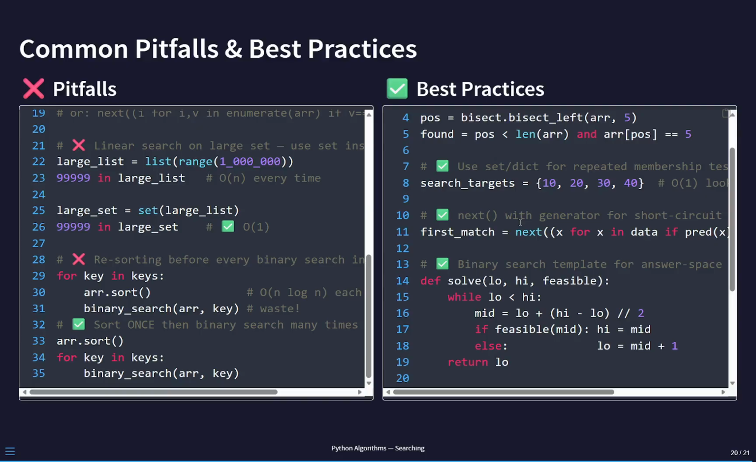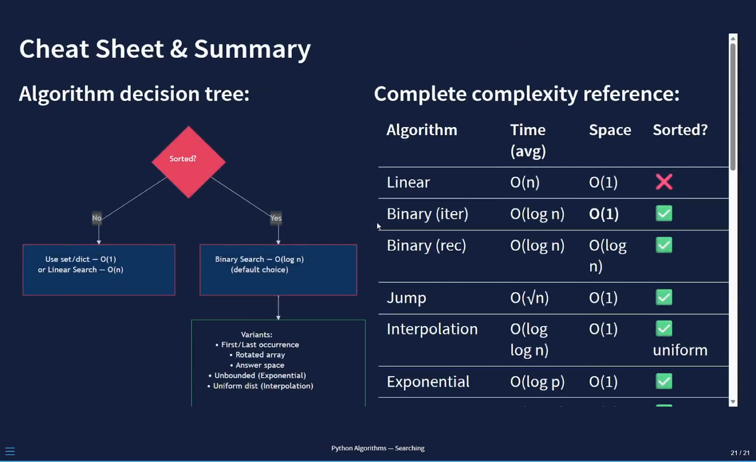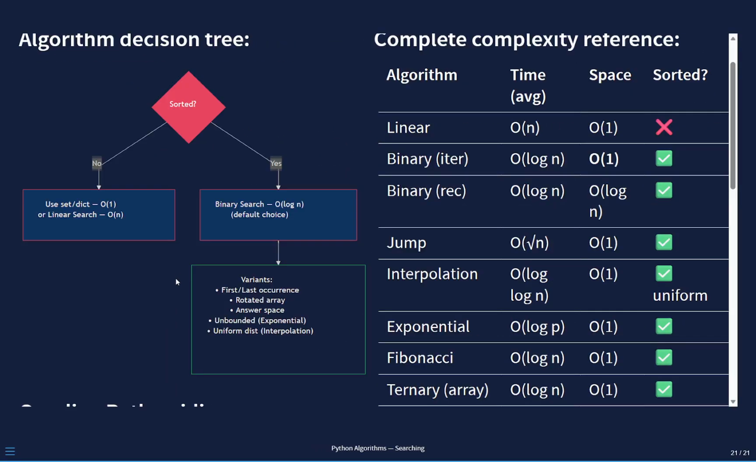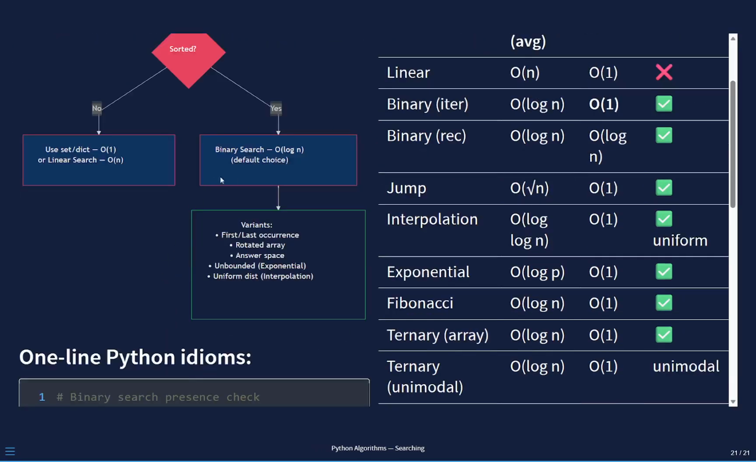Next. Everything in one view. Click. The decision tree: data unsorted, use set or dict for O(1), or linear search for O(n). Data sorted, binary search is the default, O(log n). From binary, the variants branch off: first or last occurrence, rotated array, answer space, unbounded with exponential, and uniform distribution with interpolation.